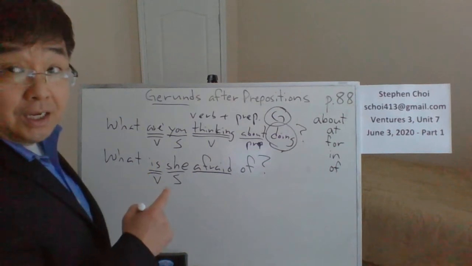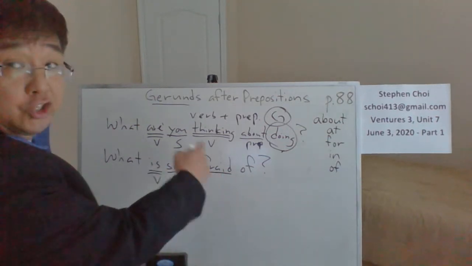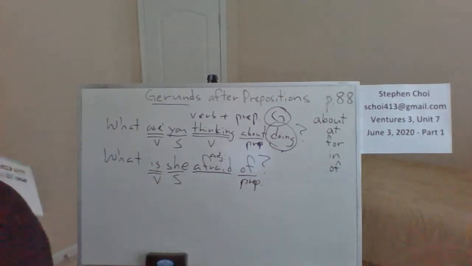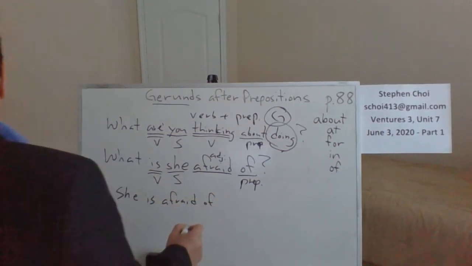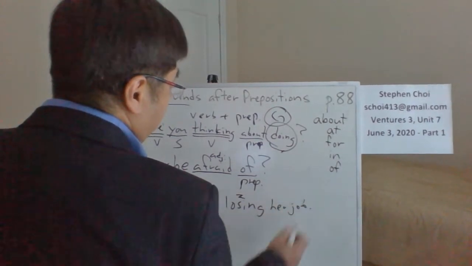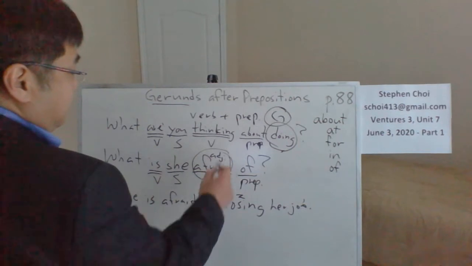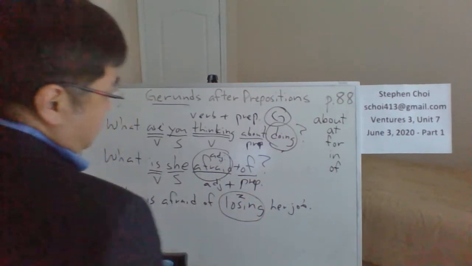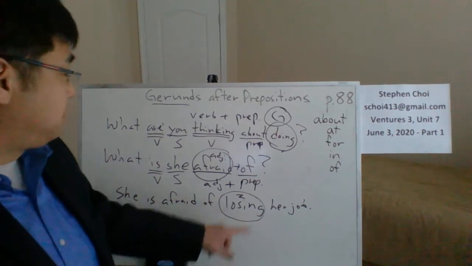Remember, that's an adjective. She is afraid, just like she is pretty, she is smart, she is tall. This is an adjective, and then there's that preposition. What is she afraid of? The answer they give is, she is afraid of losing her job. Losing is pronounced with the Z. So this is an example of adjective plus preposition followed by a gerund.